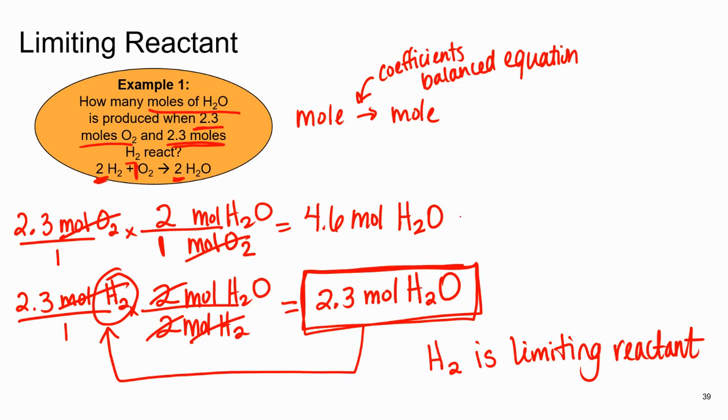Sometimes folks mistakenly add up these two values, or they subtract them, or they do some calculation. But all we're doing is picking the smaller one and ignoring any larger values. We can only make the lesser amount in a limiting problem.